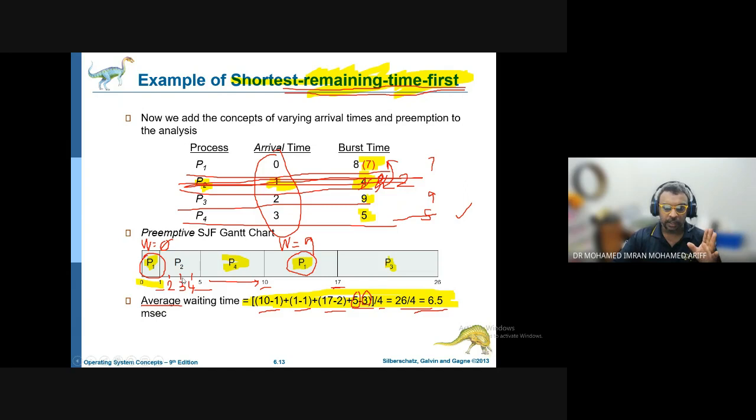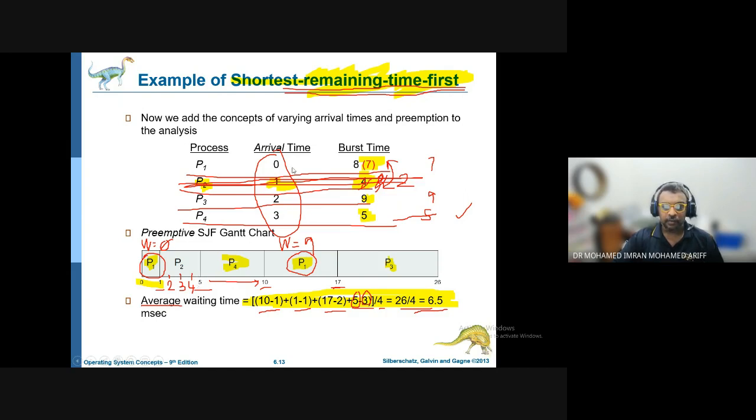At 3 it stops again and sees that P4 has come in. Its processing time is 5, and here it has done 2, so its remaining processing time is 2. So 2 and 5, 2 is the shortest again. That is why P2 will continue until 5.